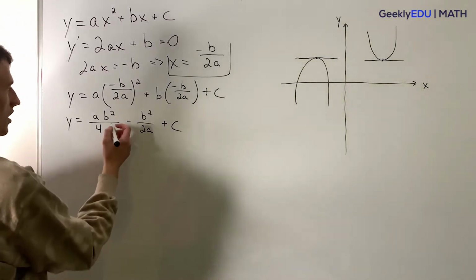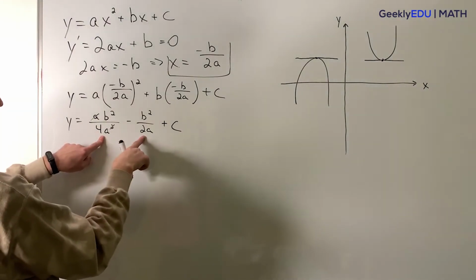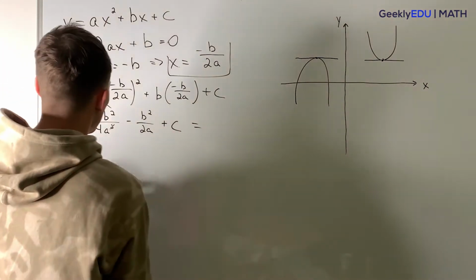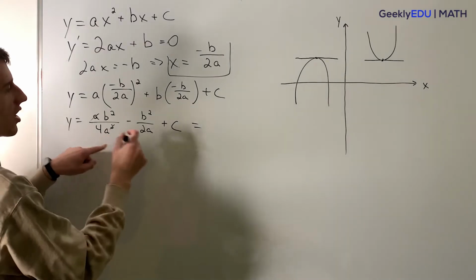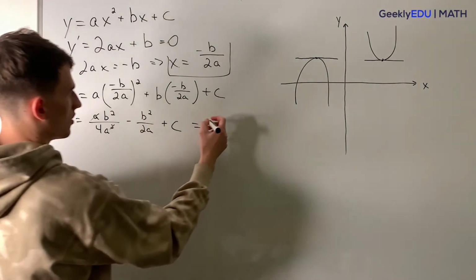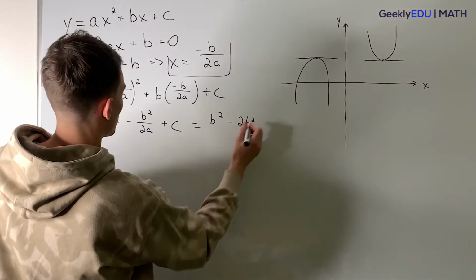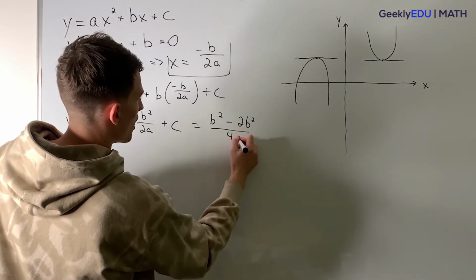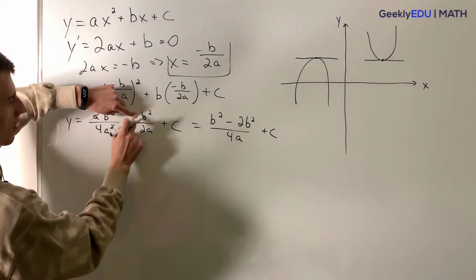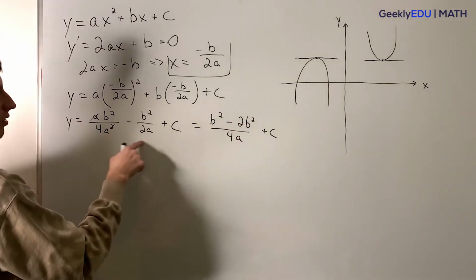Okay, so we can definitely see that the a's cancel out here. And we can probably put this into one denominator. So what can we do? To get from 2a to 4a, we have to multiply this fraction by 2 on the top and on the bottom, right? So let's do that. We're going to have b squared minus 2b squared divided by 4a, and then the plus c here, right? That makes sense. We multiplied both the top and the bottom by 2. Here it is.